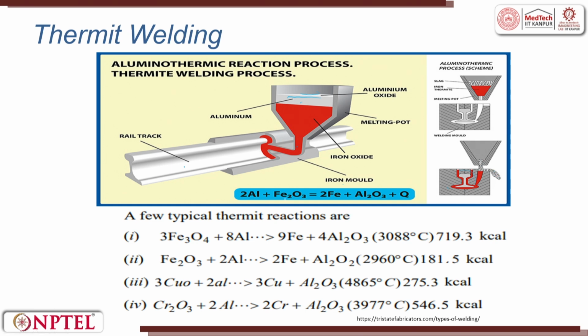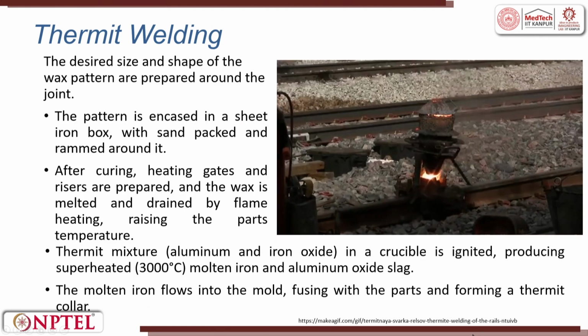So, 2Al plus Fe2O3 gives you 2Fe, Al2O3 plus Q. So, this is the reaction. You can see there are similar other reactions also possible. You can have Fe3O4, 8Al gives you 9Fe plus 4Al2O3. So much of heat is released. So, Fe2O3 plus 2Al forms 2Fe, Al2O3 and it forms this compound. Amandeep, these corrections have to be done, be very careful.